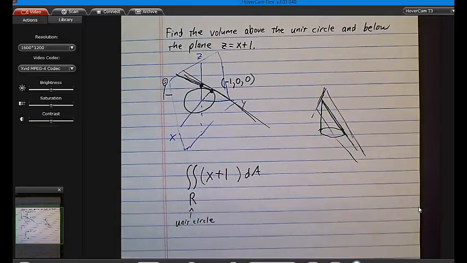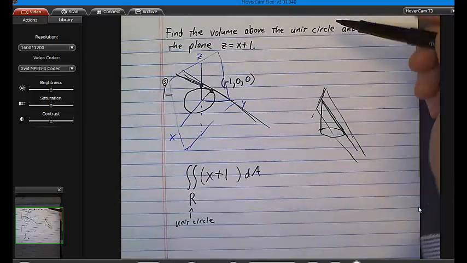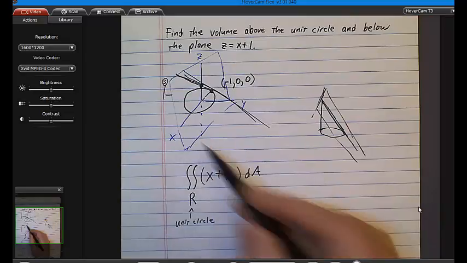That's the equation. Z is whatever z equals, or f of x, y. But here, y isn't even involved. But we're not subtracting off the unit circle, we're just doing x plus 1. We'd be subtracting zero, because there's no volume underneath. When I say above the unit circle, I mean in the xy plane, right?